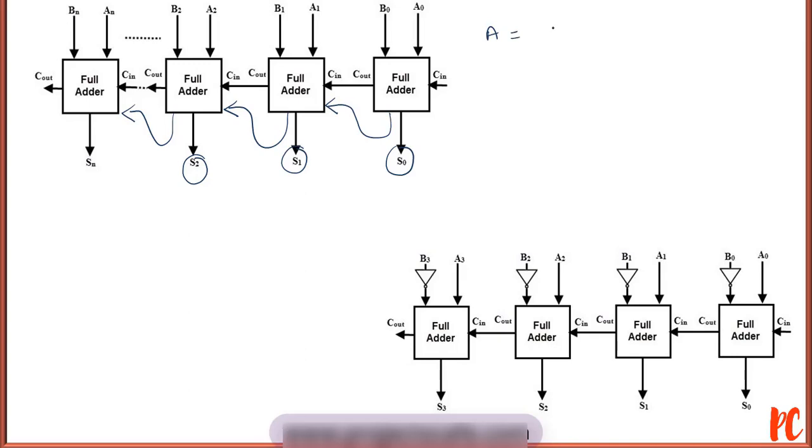A is equal to 1101 and B is equal to 1011. Since this is 1101, I am going to place the A values, which will be 1, 1, 0, 1. Now with respect to B, 1011, I need to place the B values 1, 0, 1, 1. And it is much like a full adder, where if the inputs are 1, 1, then the output will be 0 and a carry is generated. So 1, 1, 0 and a carry is generated, which is propagated to the next stage.